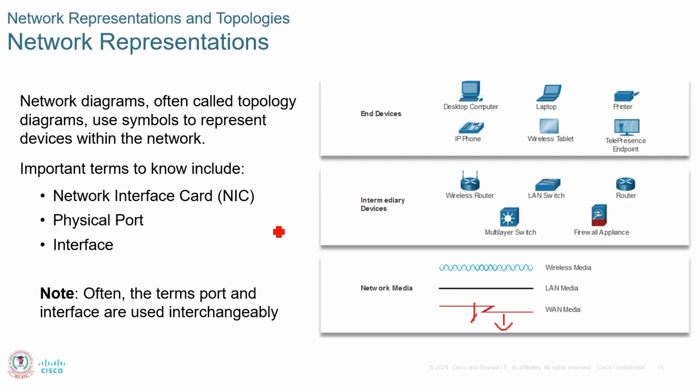So every network device, whether a node or an intermediary device, has a NIC, which is a network interface card, and has a physical port and has an interface, because this is where the network media will be plugged in to connect the different nodes or devices in a network. So we will learn more as we go further with this our course.